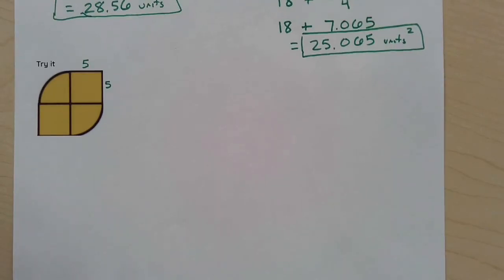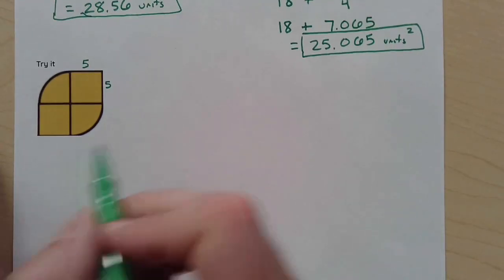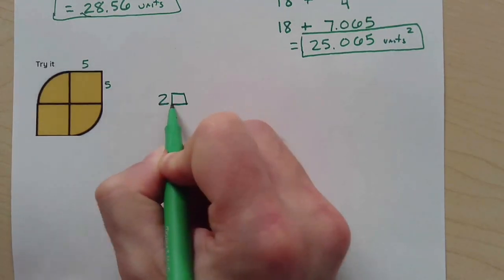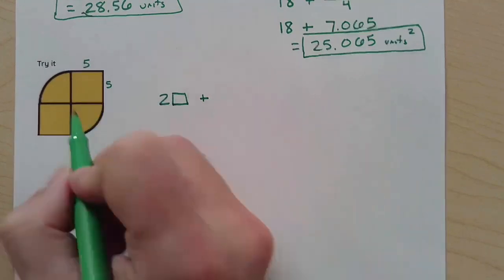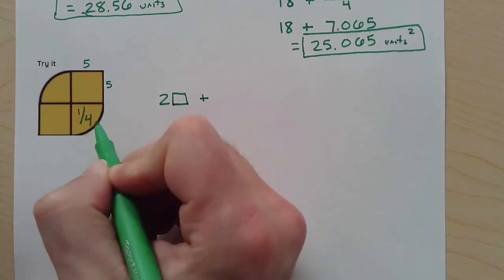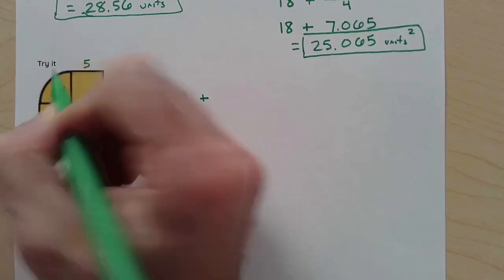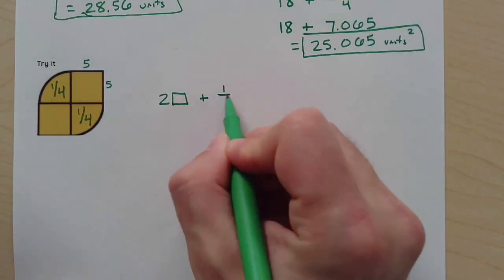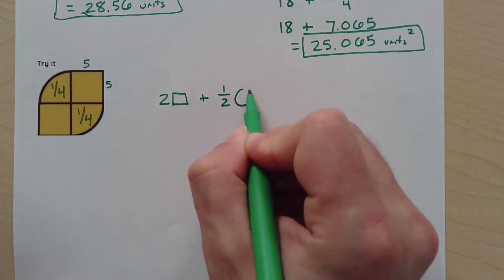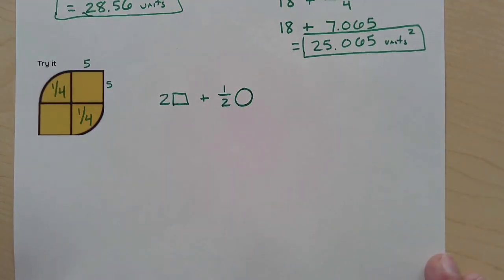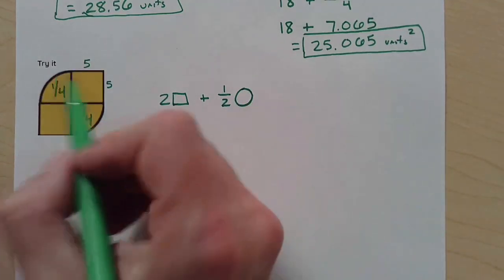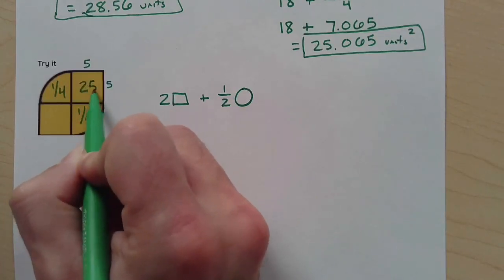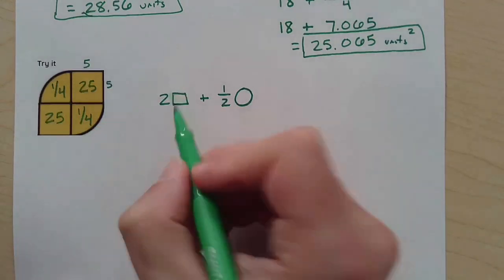Alright, looking at my composite, I'm going to build this up again. I have 2 squares, and I'm going to add, this is a quarter of a circle, and this is a quarter of the same circle. A quarter plus a quarter is a half of the circle it would make. So let's go here. 5 times 5 for the area of the square, 25, 25. So I have 2 25s.